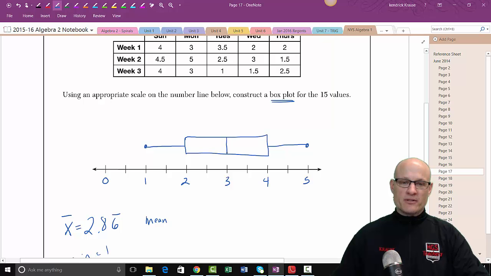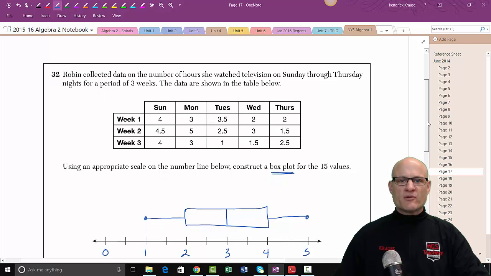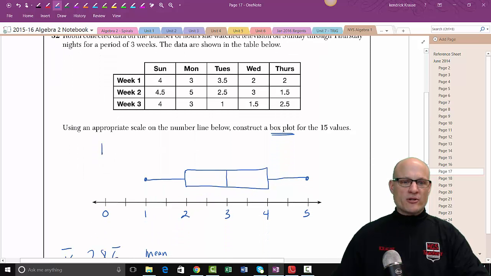What does this stand for? I like to put a title on it too, right? Number of hours Robin watched TV. Done. Well, that was a dumb problem.